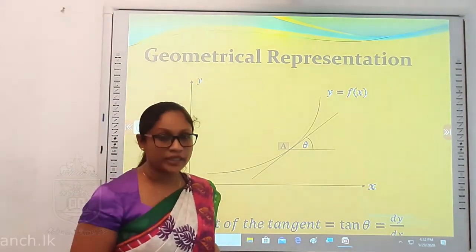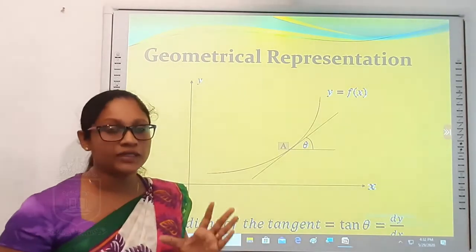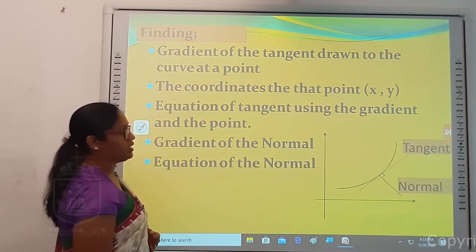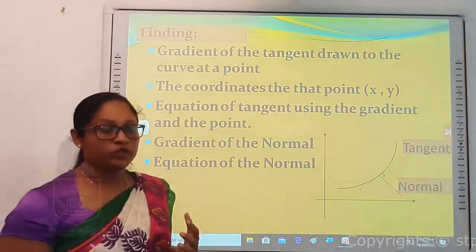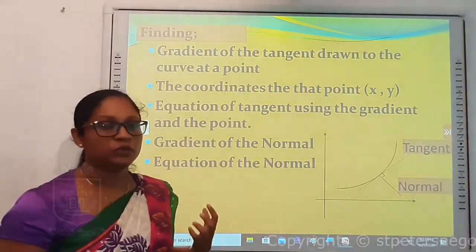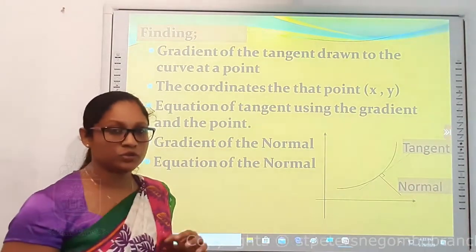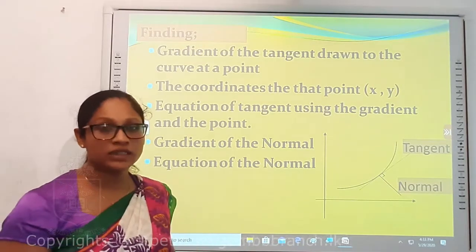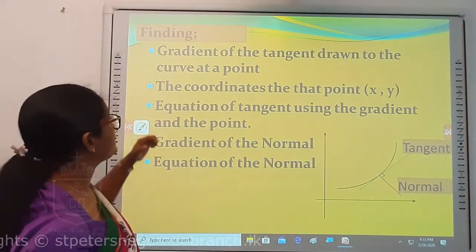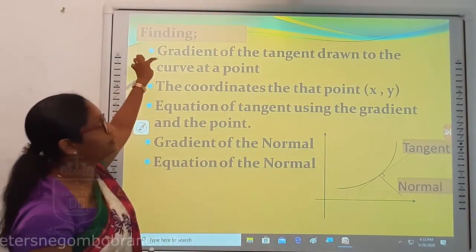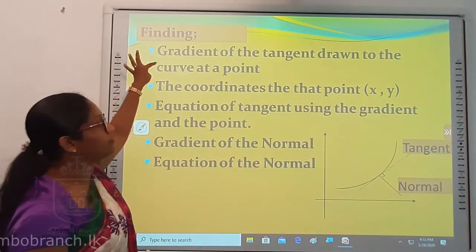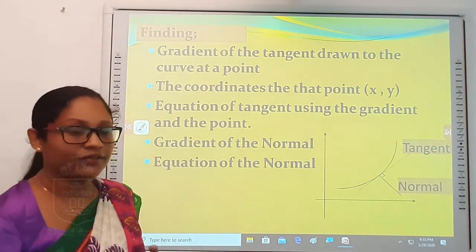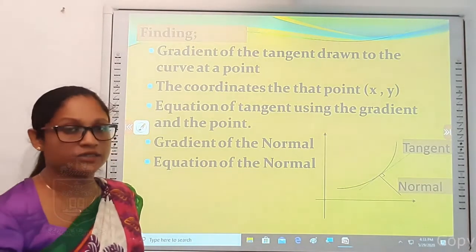We're going to apply the derivative theory to find the gradient of a tangent here. So we will move on to the questions. Before you do the past paper questions you should know these steps, and then you will be able to do these questions successfully. The first step I have written here. The first thing you should know is how to find the gradient of the tangent drawn to the curve at a point. For that you should differentiate the function with respect to x.